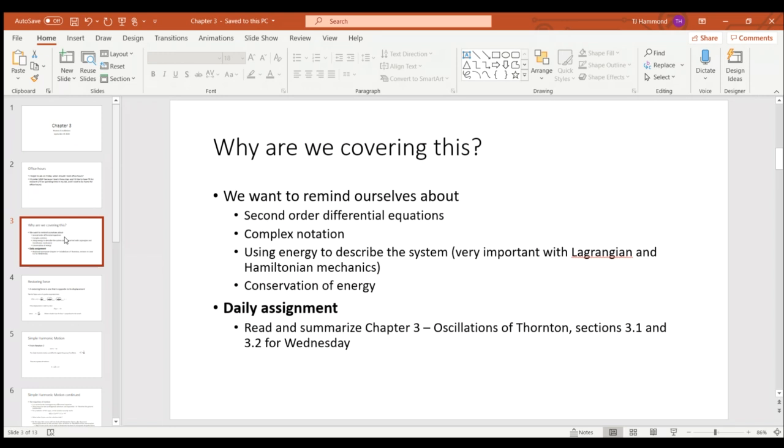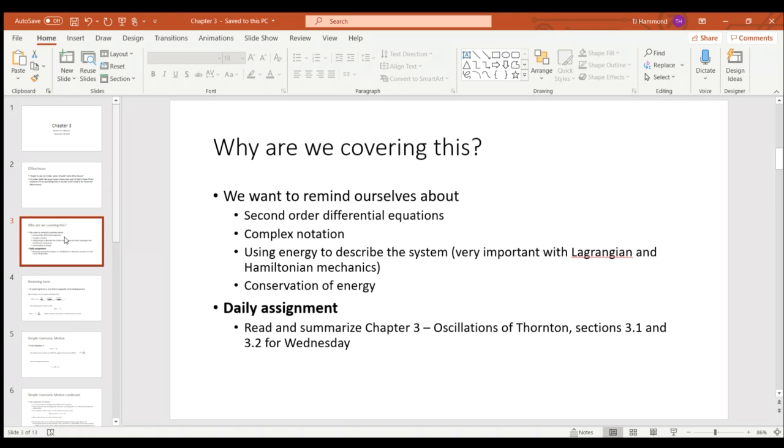Okay, so why are we covering oscillations and simple harmonic motion? One thing is I want us to remind ourselves about second order differential equations. As you know from last year in intermediate mechanics, Newton's laws are second order differential equations. So F equals ma, or m x double dot, where that double dot, the second order derivative of x with respect to time, gives us a second order differential equation. The other thing with simple harmonic motion is that this introduces the idea of complex notation.